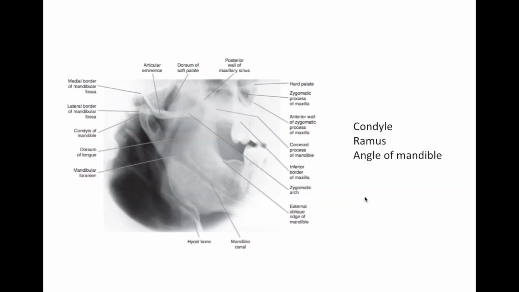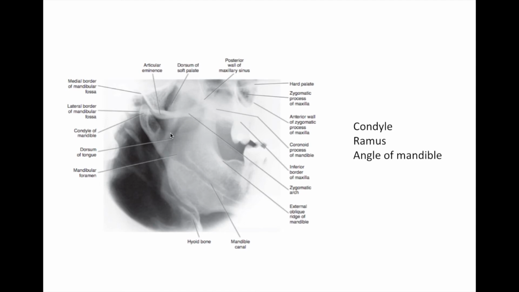The patient's head is tilted such that the angle of the opposite side and the condyle of the side that needs to be viewed are in the same plane. So, angle of this side and condyle of the other side are in the same plane. The image receptor is placed over the ramus and the beam is directed 2 cm below the angle. Head tilted, angle and condyle in the same plane, image receptor positioned over ramus, beam 2 cm below angle.